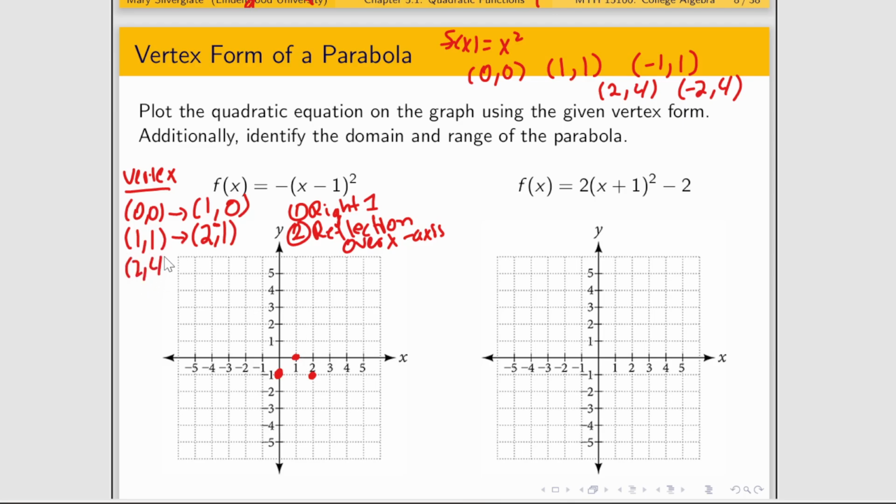Then we can think maybe about where the point (2, 4) is going to move. So to move to the right 1, that moves him to 3. And then we are going to end up reflecting over the x-axis, so that changes the sign on the 4 to be -4. So we have a point at (3, -4). And just as far away from the vertex, to keep this symmetric, that would be an additional point there.